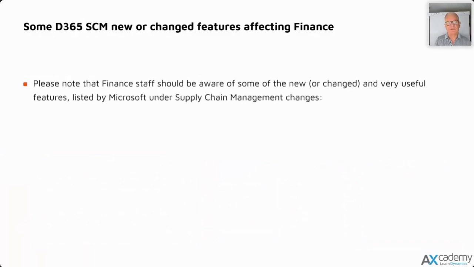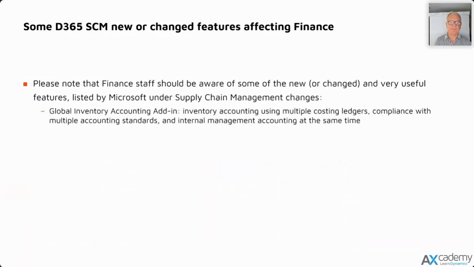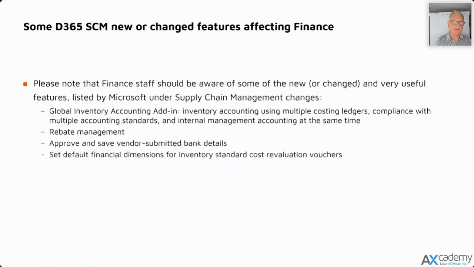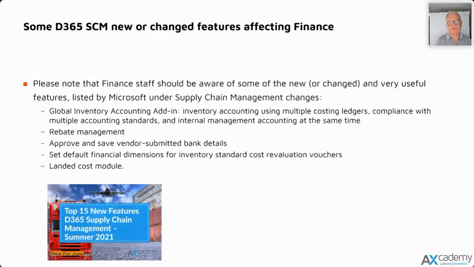And in supply chain management, there are quite a few things affecting finance. So be aware of that, that even though Microsoft have listed them in the what's new for summer 2021 supply chain wave 1, you should be aware of the global inventory accounting add-in. That's an exciting feature, and that's the one where you have to say, please, see, coming up soon. Rebate management is in here. There are things about the vendor submitted bank details. I mentioned that already. And then you could set up some default financial dimensions. And there's a brand new module, landed cost. Well, it's actually part of transportation management.